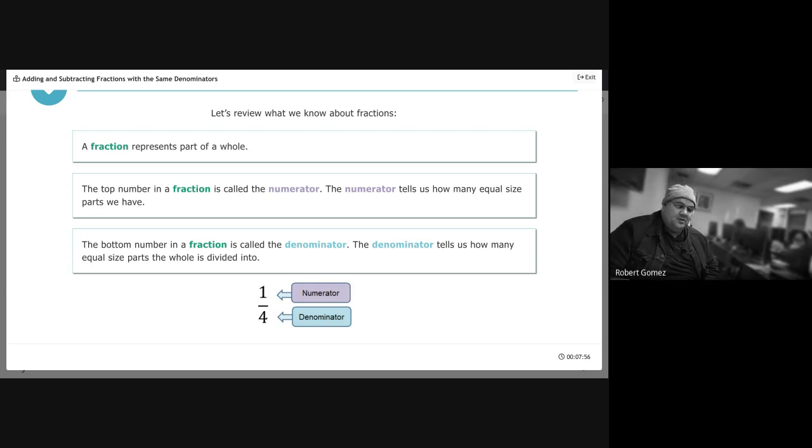Now, the bottom is called the denominator. The denominator tells us how many equal sized parts the whole is divided into. So basically it tells us how many spaces we have available. If you go into a movie theater, there are only so many seats available. So think of a movie theater as a whole. And let's say you are going to watch the really big summer movie of the year.